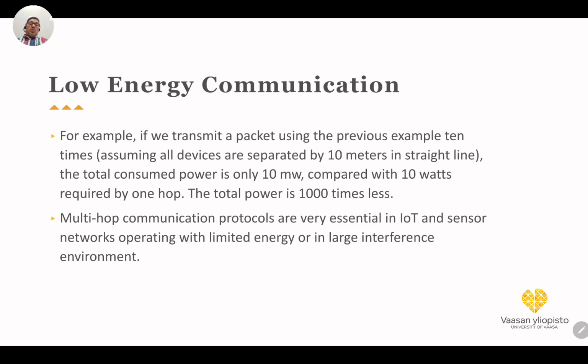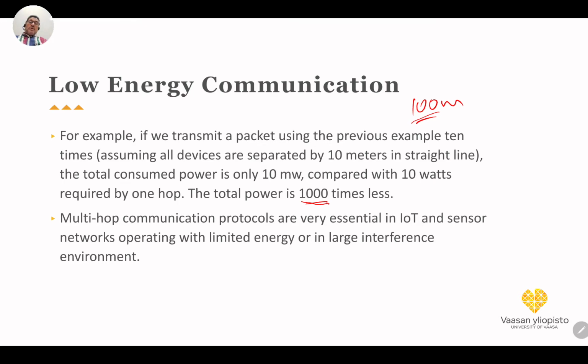So here, in case you want to send the message for 100 meters in the previous example, you need to use 10 hops, assuming every device is only 10 meters apart. In that case, the total required power, because every transmission over 10 meters is 1 milliwatt, as we saw in the previous example, for 10 devices we will need 10 milliwatts total. However, it was 10 watts needed to transmit the message in one hop, in just one go. So we can save on the total power, 1000 times less.